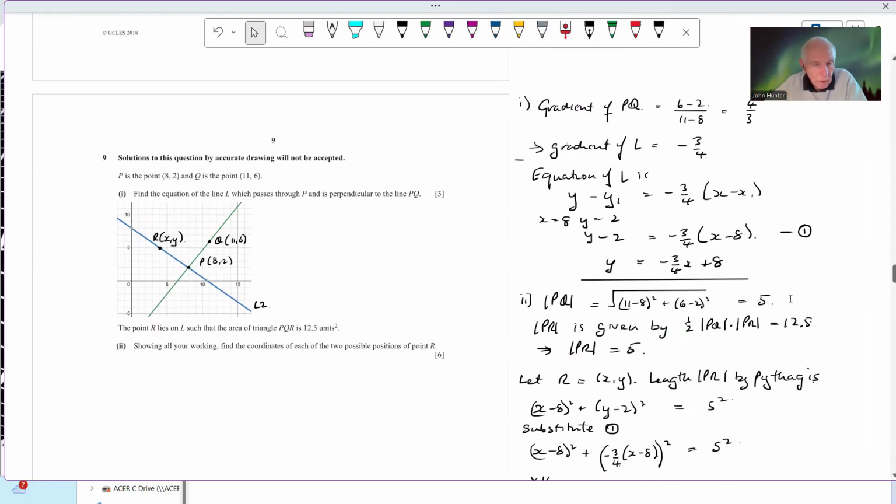Now this one is a bit of a beast, really. Not the first part, but the second part's a bit awkward. Okay, so coordinate geometry 1. P is the point 8,2 and Q is the point 11,6. Find the equation of the line L that passes through P and is perpendicular to the line PQ.